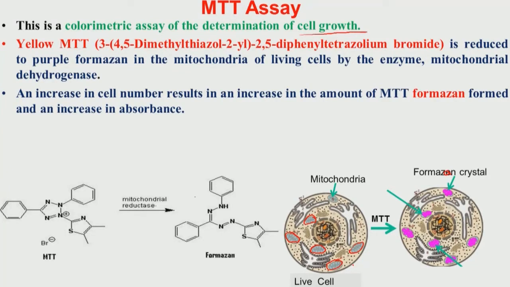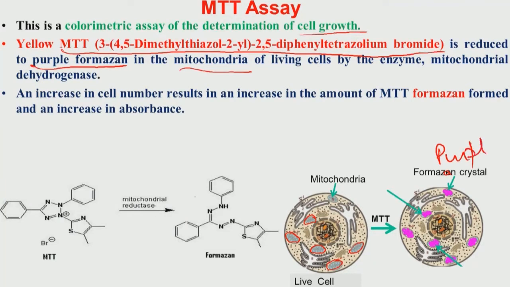Now, in the case of this MTT assay, as I said, it is a colorimetric assay. That means it is based on this color change. So, this is the yellow MTT, and it has a very large expanded chemical formula. It is reduced to purple formazan once it interacts with the mitochondria of the cell. So, essentially this MTT reagent interacts with the mitochondria of living cells, and then the process of mitochondrial dehydrogenase takes place, and then formazan crystals form. Now, formazan crystals have a purple color.